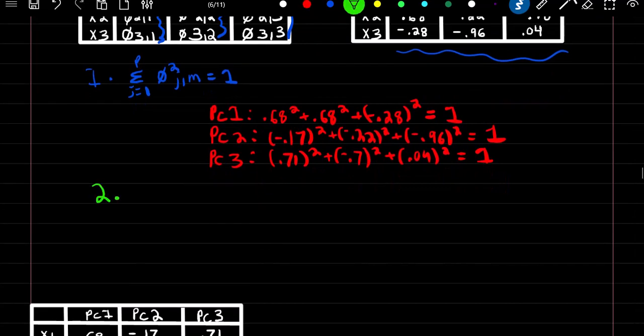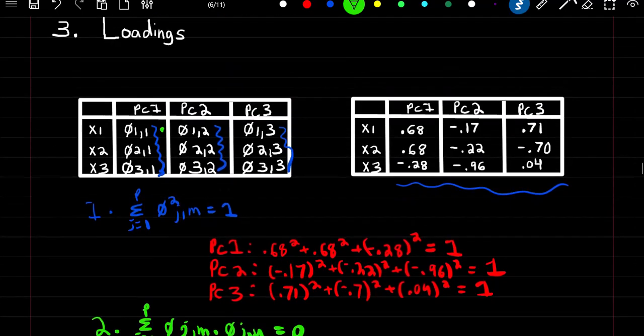Now for rule 2, which stems from the fact that the correlation between your principal components should be 0. If you sum up from j equals 1 to p the load-ins for your first principal component times the load-ins for your second principal component, you should get a value of 0. The way to test that is to multiply this load-in by this load-in, add it to this load-in times this load-in, and then add it to this load-in times this load-in, and we should get 0. The same thing holds between principal component 2 and principal component 3: multiply each pair, add them up, and we should get 0. The same thing for principal component 1 and principal component 3.